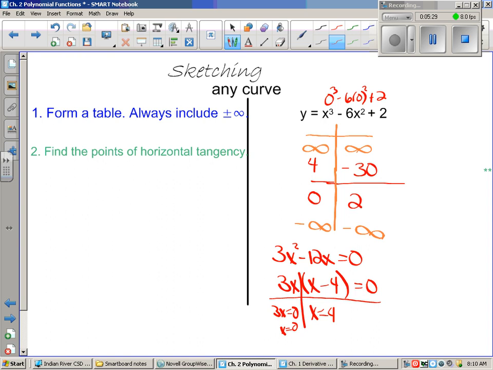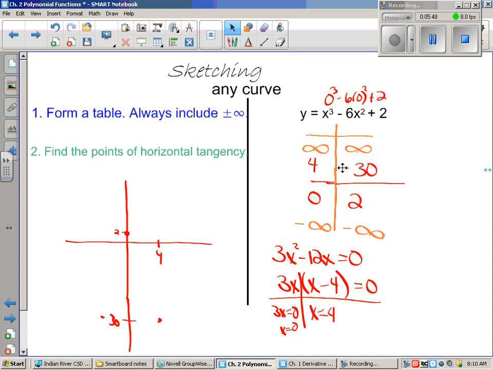So when we're graphing, or rather sketching this curve, I want the point for negative 30. We'll call that negative 30 down here. I need 0, 2 labeled as well. And then I need to note what's happening on the ends. So what I want you to notice here is it's at 4, negative 30, and it's at 0, 2 that we have a slope of 0, or a point of horizontal tangency.